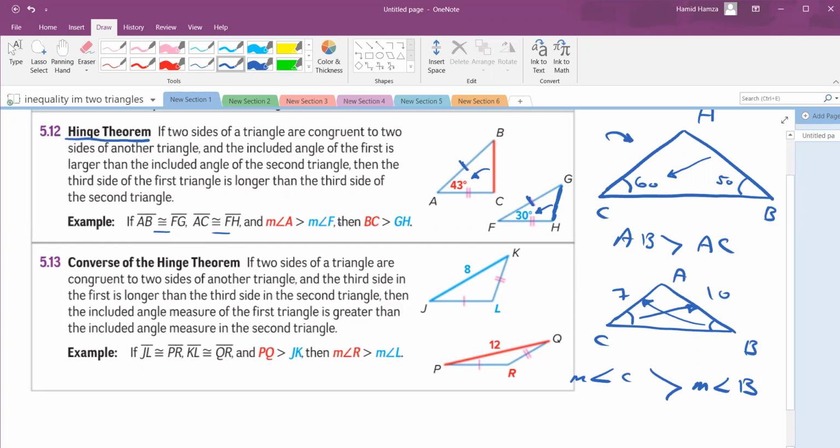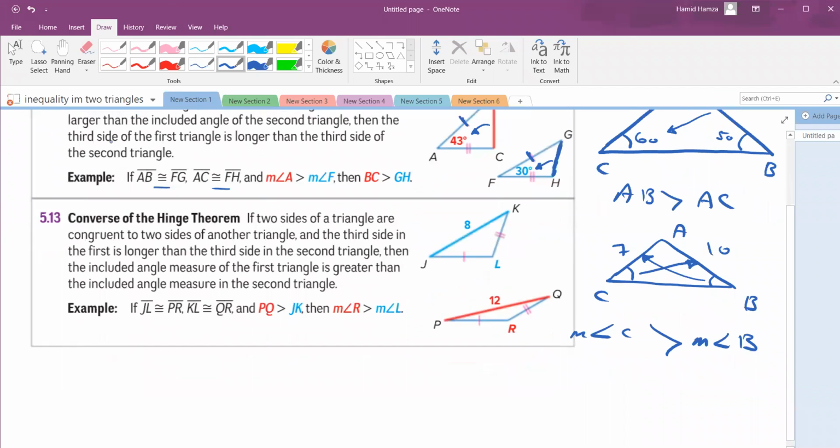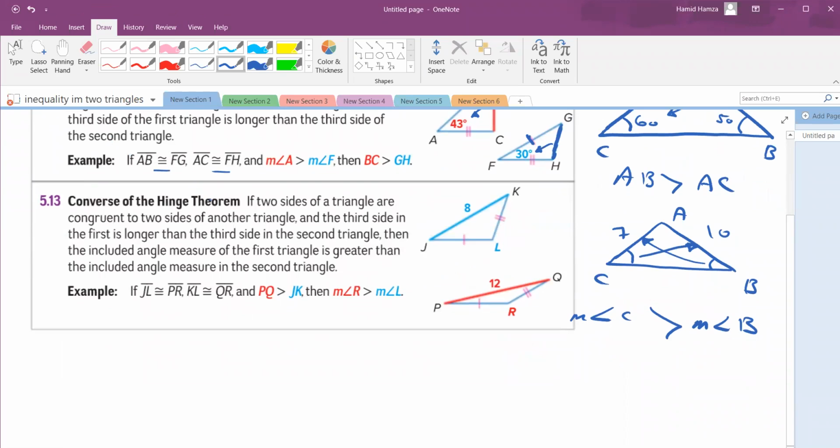Then we can compare what? We can compare between the sides. Okay, guys. So the side opposite to the greater angle is longer than the side opposite to the smaller angle. This is what the hinge theorem says. And we have the converse of the hinge theorem.